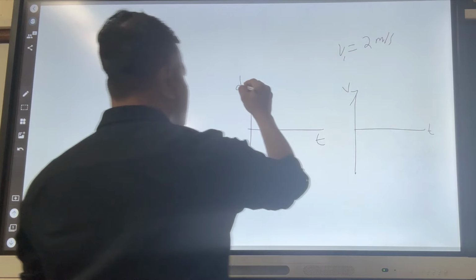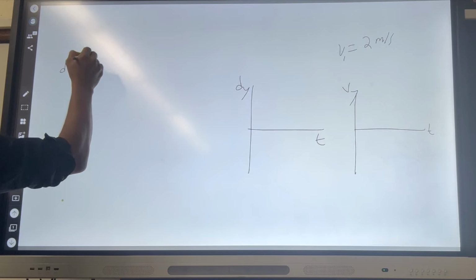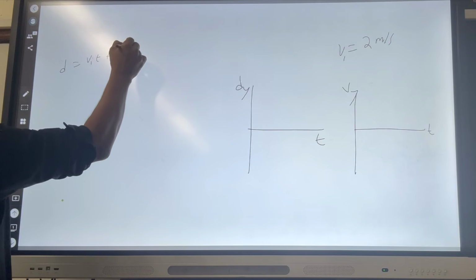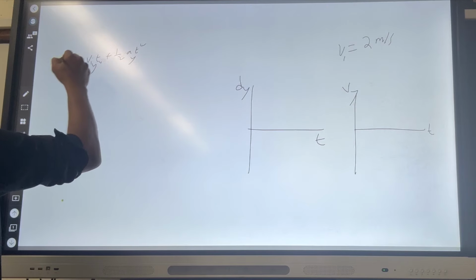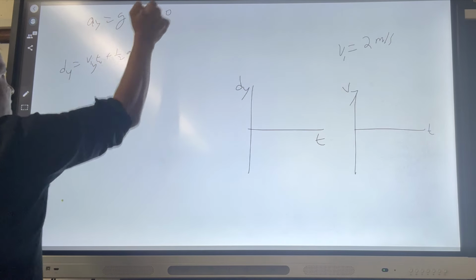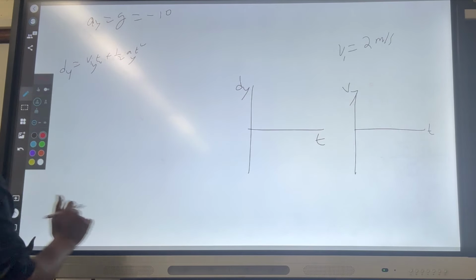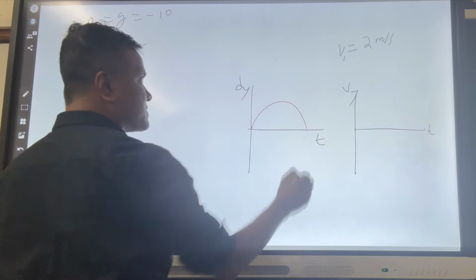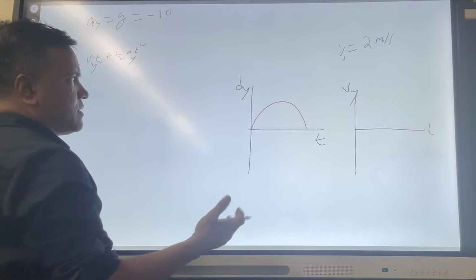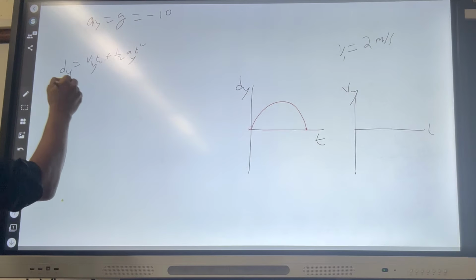Again, everything has the y direction. So let's find the t. d is equal to v_i t plus half a t squared in the y direction. Again, a_y, you're going to use g, this is negative 10. So now, is this ground to ground? I think so. Yeah, you throw it up and it returns to the ground. So you can use 0.